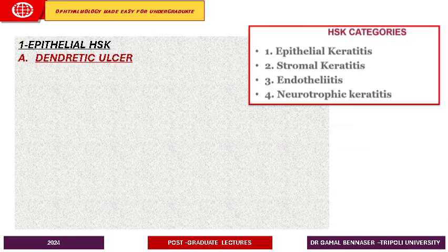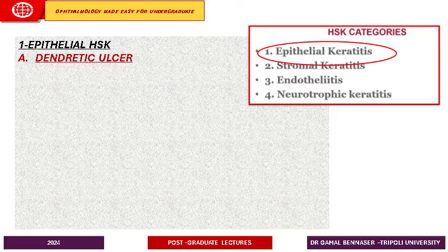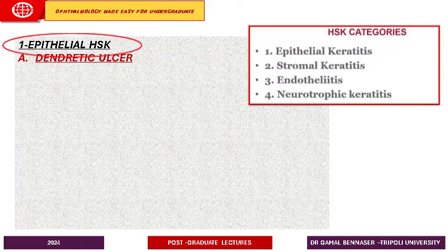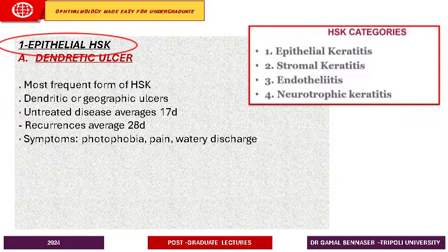Now we come to the clinical presentation of herpes simplex keratitis. You can see that herpes simplex keratitis can involve any layer of the cornea, starting from the epithelium to the stroma and then to the endothelium, and even the nerves, and finally neurotrophic keratitis. So we'll start with epithelial keratitis, and this is the most common presentation of herpes simplex keratitis. It can take the form of a dendritic ulcer or geographical ulcer.